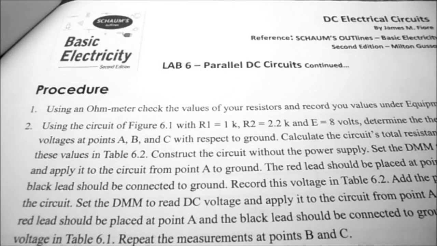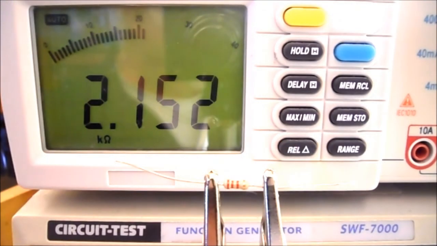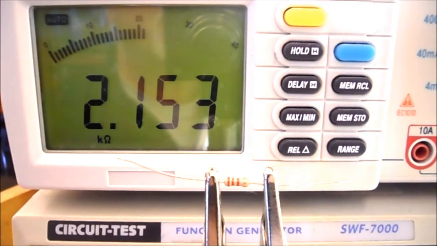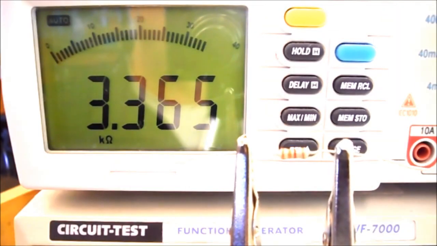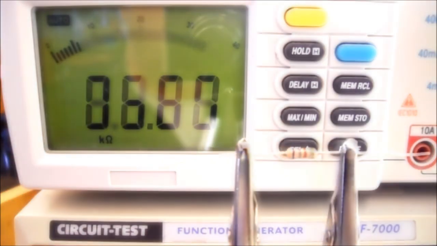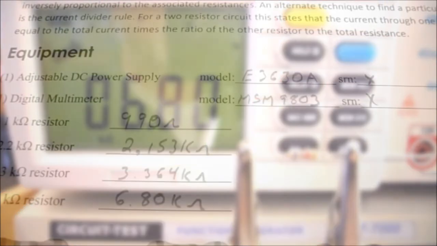So under procedure, step 1, we're going to be using an ohmmeter to check the values of the resistors and record those values under equipment. So my 1K is 990 ohms. My 2.2K is 2.153K. My 3.3K is 3.364K. And my 6.8K ohm resistor is 6.8K ohms.